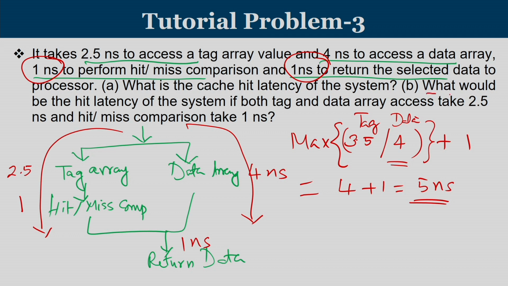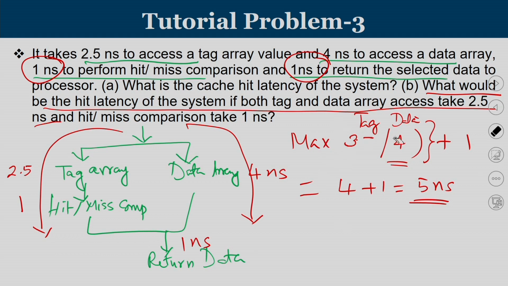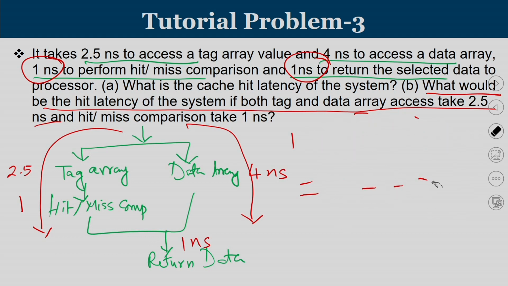Now, the B part of the question: what would be the hit latency of the system if both the tag array and data array take 2.5 nanoseconds and the hit or miss comparison takes 1 nanosecond? So, in this case, we will try to rework whatever is given. So, the access pattern is still the same.